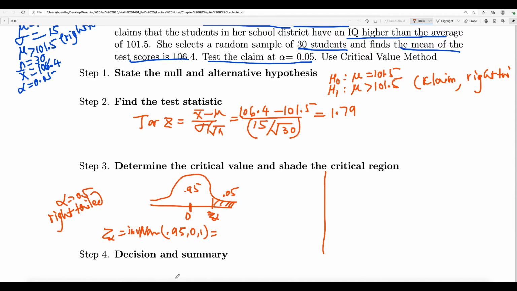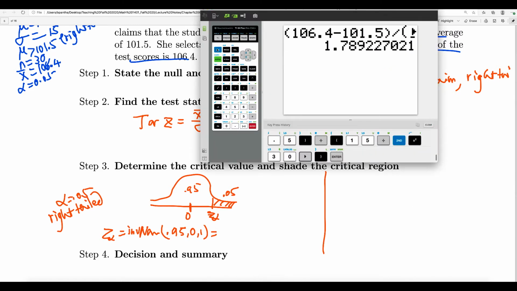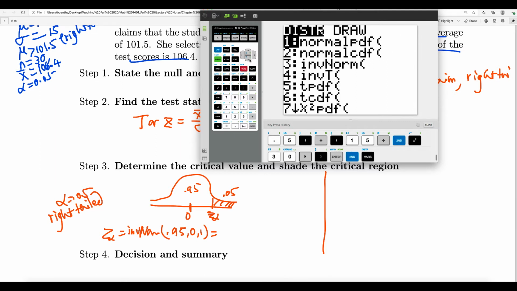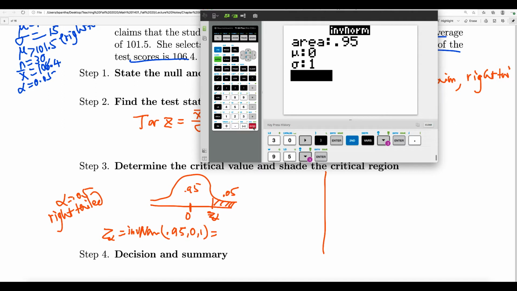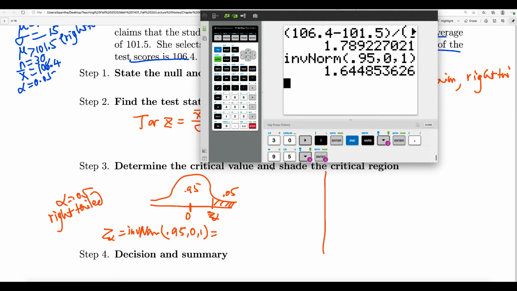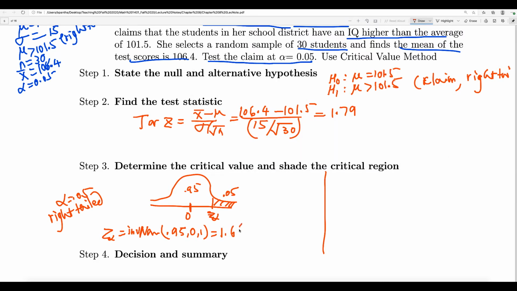So let us use the calculator to find that. Inverse norm is second vars. Go down to inverse norm, hit enter. You will be entering 0.95, that is the area left of that. Mu is 0, sigma is 1. Let us paste it, hit enter. You get 1.64. So this is the z alpha, that value. z alpha is 1.64.